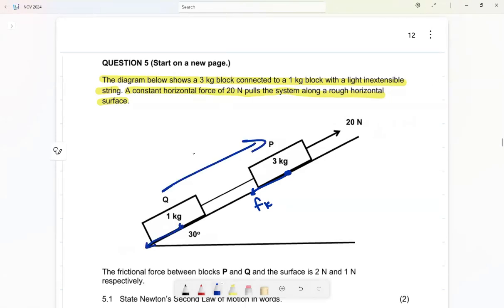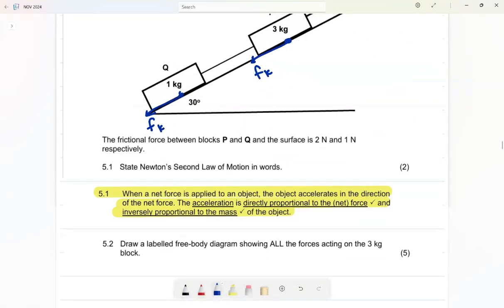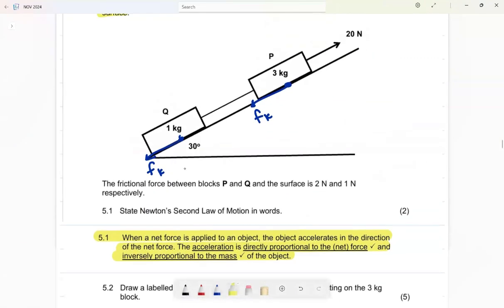Remember, if they are all going up the slope, it means now the friction will oppose the motion. And then they tell you that the friction between P and Q are 2 and 1 respectively. So it means P matches the 2 and then Q matches the 1. So P experiences 2 newtons friction and then this one experiences 1 newton friction. The slope is 30 degrees with the horizontal.